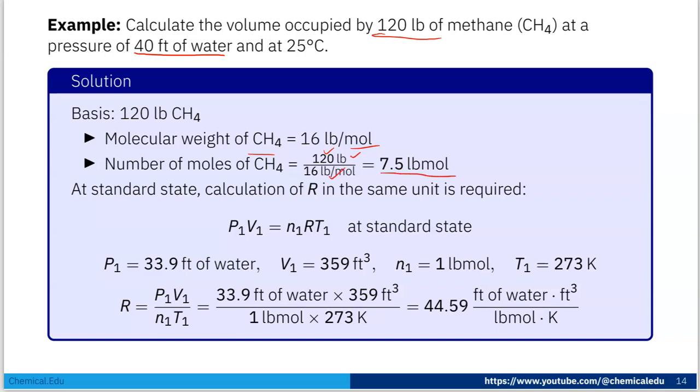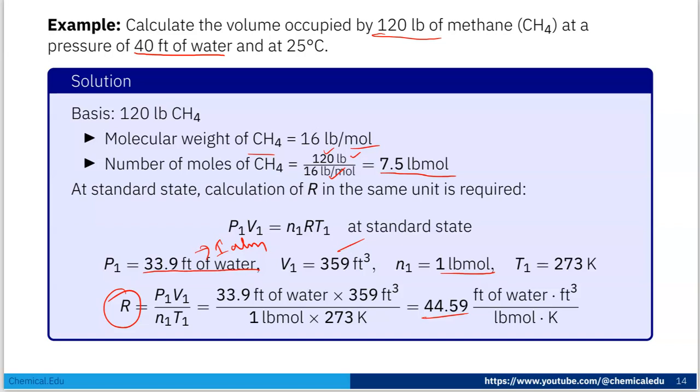Now the standard state calculation: P1 V1 is equal to N1 R T. For the standard state we must know the pressure is 33.9 feet of water, that is nothing but 1 atm. The volume is 359 feet cube, N1 is 1 pound mole and T is 273. Now if I plug in all these values we can easily calculate R. R is in foot of water, feet cube per pound mole Kelvin, and that is 44.59.